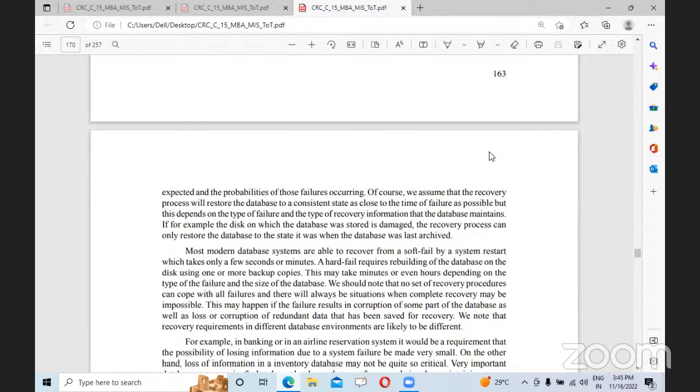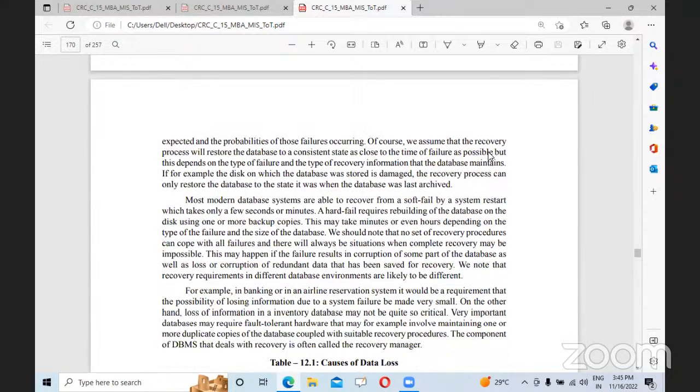Of course, we assume that the recovery process will restore the database to a consistent state as close to the time of failure as possible. But this depends on the type of failure and the type of recovery information that the database maintains. For example, if the disk on which the database was stored is damaged, the recovery process can only restore the database to the state where it was last saved.